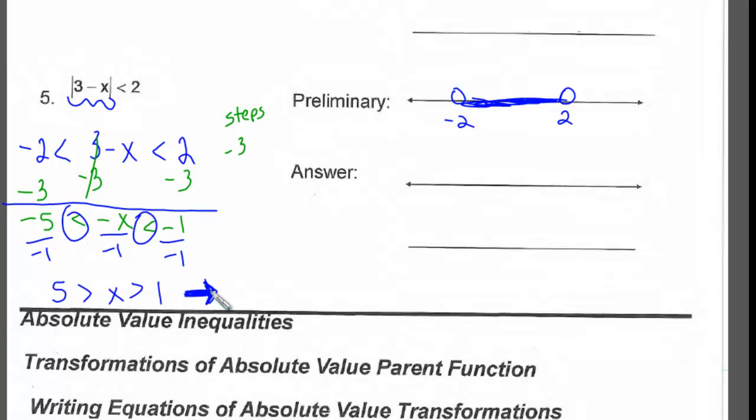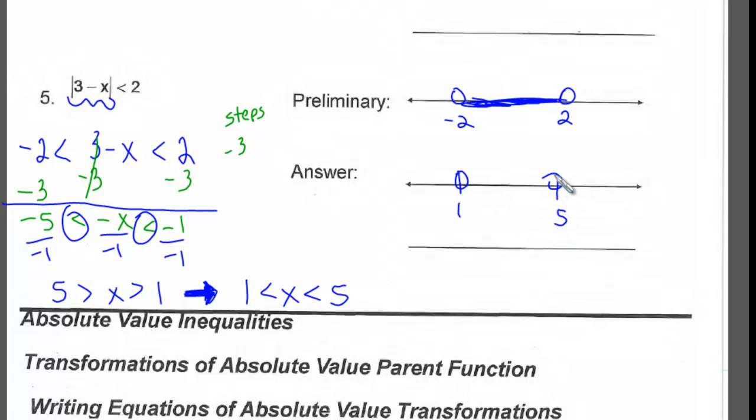These are never written with greater thans. They are always written with less thans. So I'm going to take this equation and flip it around. 1 is less than x is less than 5. You should be able to read 1 is less than 5, and that should sound correct. So this looks good. And now when we graph it, this is going to be 1 to 5.